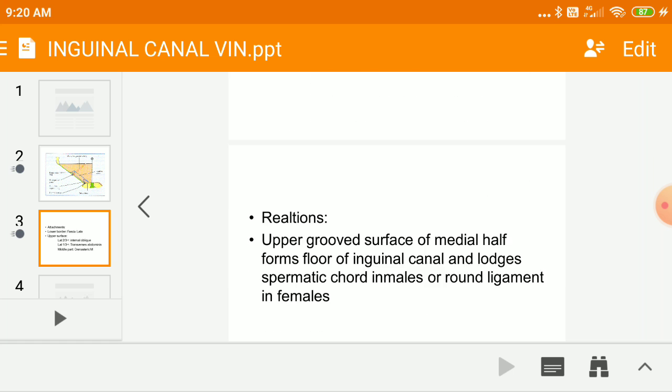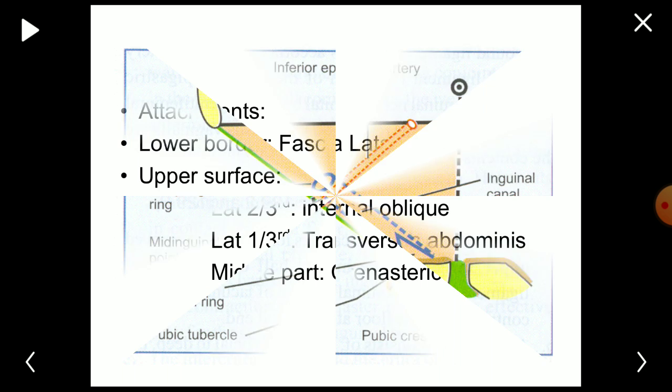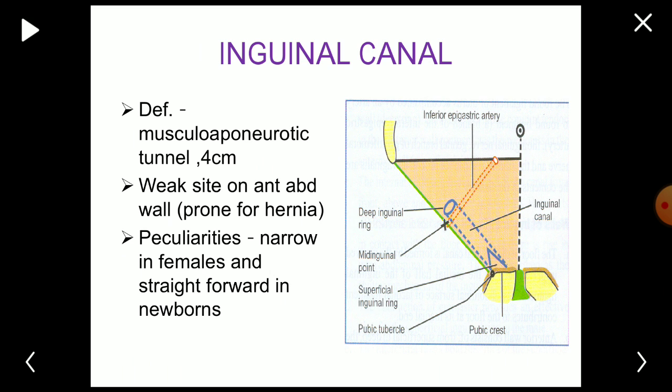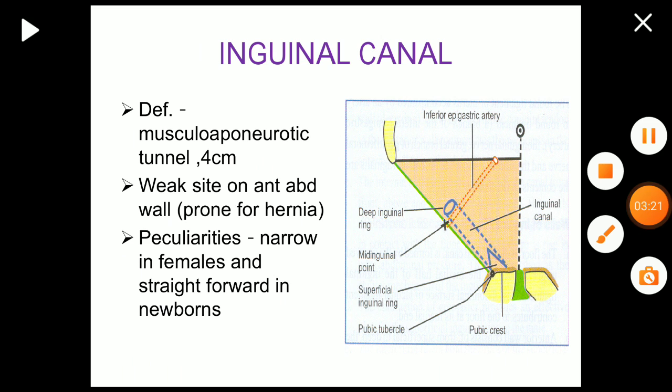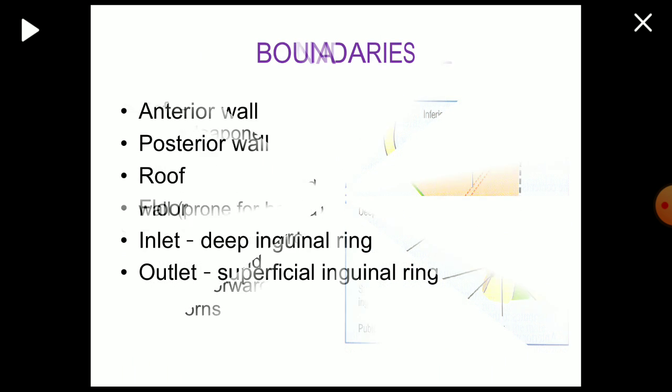Now we'll go to the next part, that is, what are the relations of the inguinal canal and the inguinal ring. So this is what we already showed you, the inguinal ligament, that is already over. Now we'll come to this inguinal canal. It is a weak site on the anterior abdominal wall. Now we'll see what are the peculiarities. It is narrow in case of females, and straight and forward in case of newborns. That is the major thing.